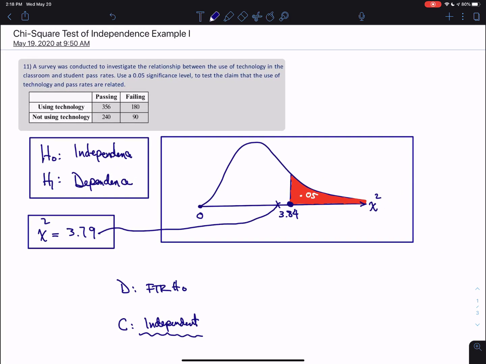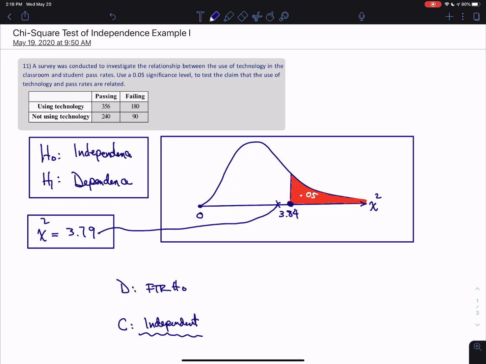Now here's how we do a 4-step test of independence.